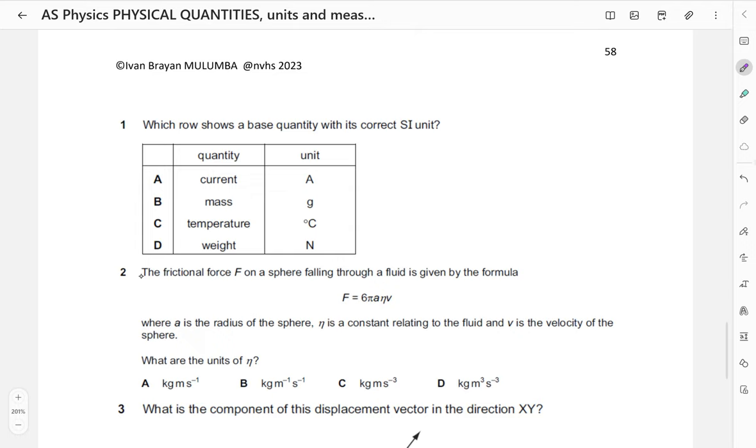Which row shows a base quantity with its correct SI unit? Base quantity. These are base quantities. This one is not. Current is in amperes, mass is not in grams, mass is supposed to be kilograms, temperature is supposed to be Kelvin. So the correct answer is A.